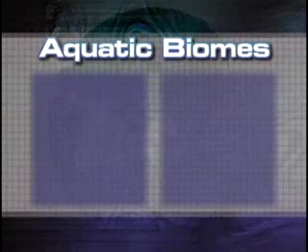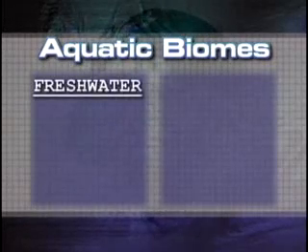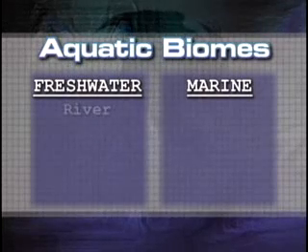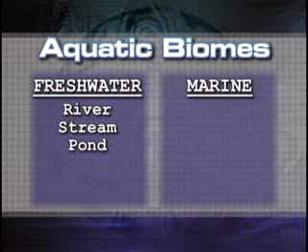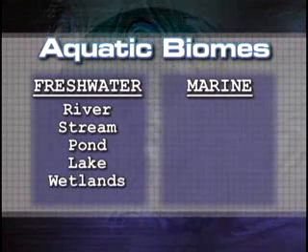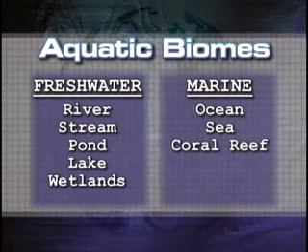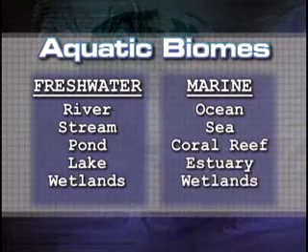Water affects all biomes, whether by its presence or by its absence. Water is the major factor that determines the kind of life that can survive in a given environment. An aquatic biome is an area permanently dominated by the presence of water. Aquatic biomes can be broken down into two basic types: freshwater and marine or saltwater. Freshwater biomes include rivers, streams, ponds, lakes, and freshwater wetlands. Marine biomes are oceans, seas, coral reefs, estuaries, and marine wetlands.